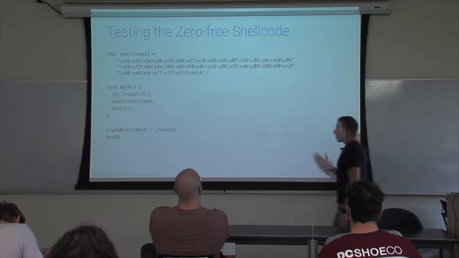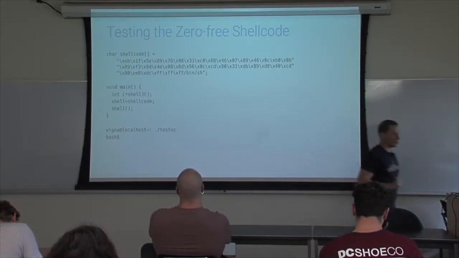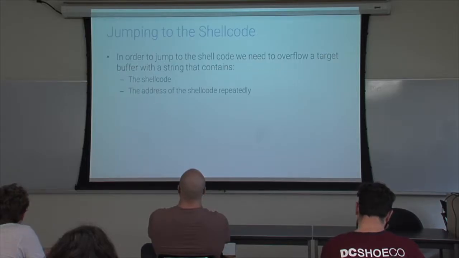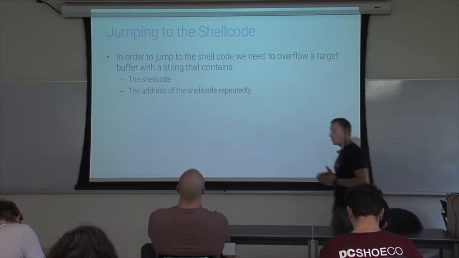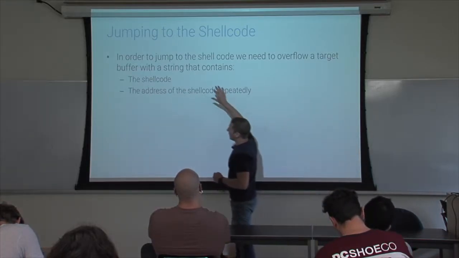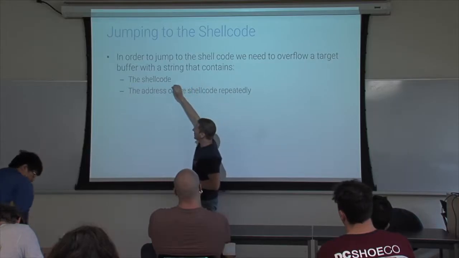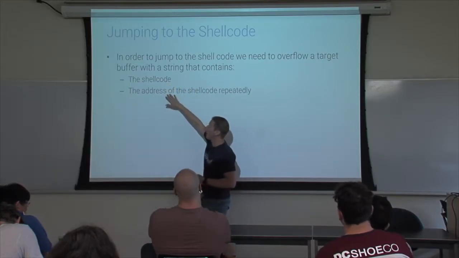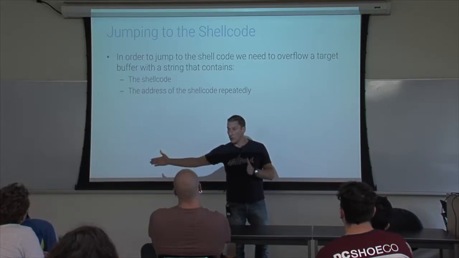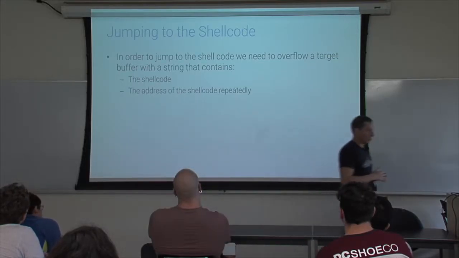Anyway, so we want to make sure that this actually works correctly. At this point, we have our shellcode. The next step is actually to jump to the shellcode, and therefore, the buffer that we're going to overflow is the shellcode followed by the address of the shellcode, so that when we reach the return address, we will jump actually to the shellcode.